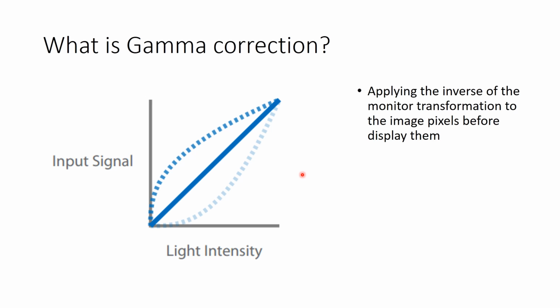Okay, and what's gamma correction? Given that monitors are nonlinear, then we need to apply the inverse of the monitor transformation before the pixels are drawn or are shown in the screen. This process of applying the inverse of the gamma of the monitor is called the gamma correction. As you can see here, this inverse gamma cancels out this one, so you get a linear result.